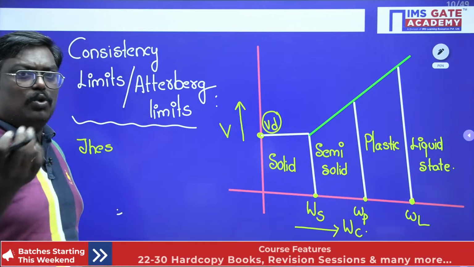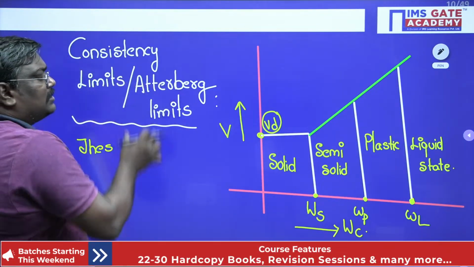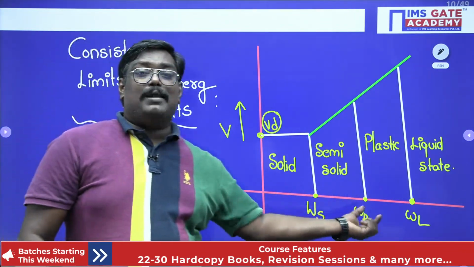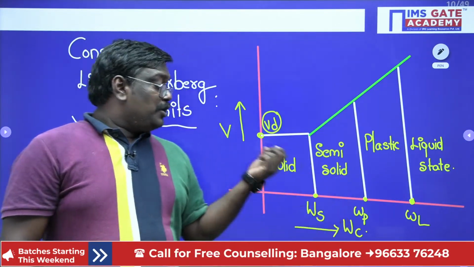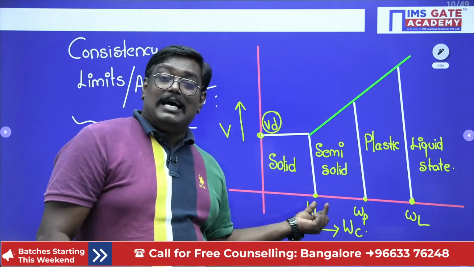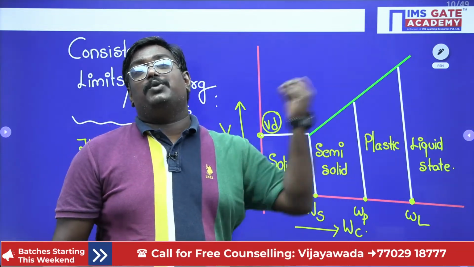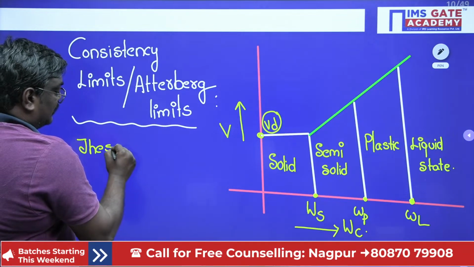We will discuss more in detail in the later slides. So what are consistency limits or Atterberg limits? These are nothing but the liquid limit, plastic limit and shrinkage limit. So here from the graph, you should understand these are the water contents at which soil passes from one state to the other state. So what are Atterberg limits or consistency limits?